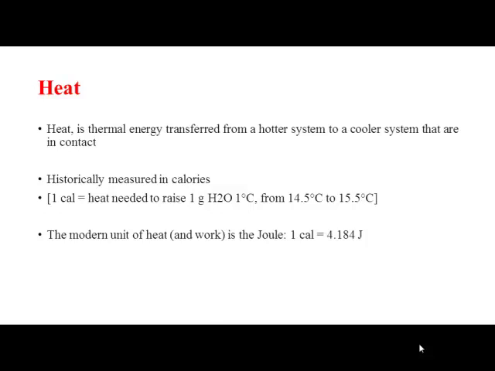Historically, it is measured in calories, and 1 calorie is equal to the heat needed to raise 1 degree centigrade of 1 gram of water. Like if the temperature is being raised from 14.5 degree centigrade to 15.5 degree centigrade, that would be equal to 1 calorie. But the modern unit of heat and work is the joule, and 1 calorie is equal to 4.184 joule. This is the relationship between a calorie and a joule.